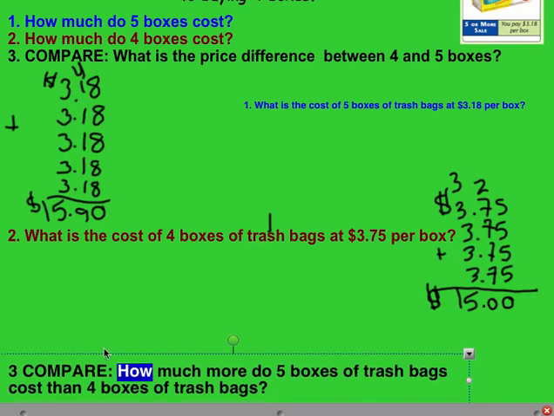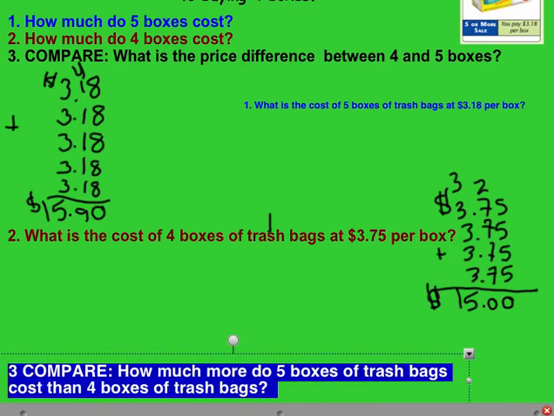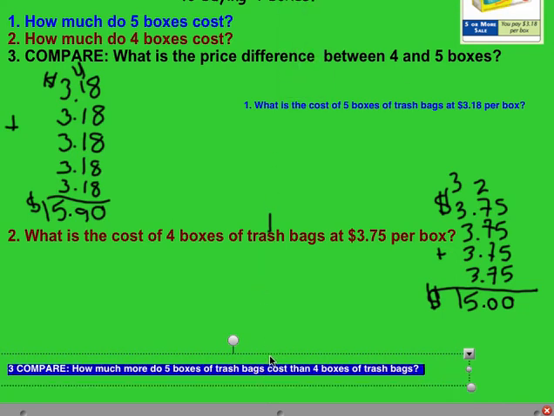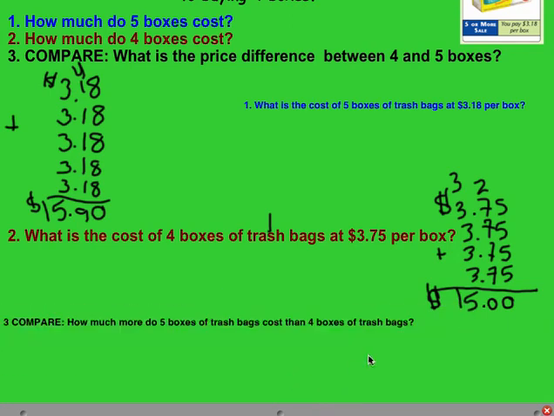When I see the words how much more, I think of subtraction because that's a keyword for subtraction. So I know that I'm going to have to subtract. I'm going to make this a little bit smaller font once again so you can see a little bit better. So I want to know how much more do 5 boxes of trash bags cost than 4 boxes of trash bags. So I'm going to subtract because how much more is a keyword that means subtract. So I am going to subtract my 4 box total from my 5 box total. I always want to put my bigger number on top when I am doing subtraction.